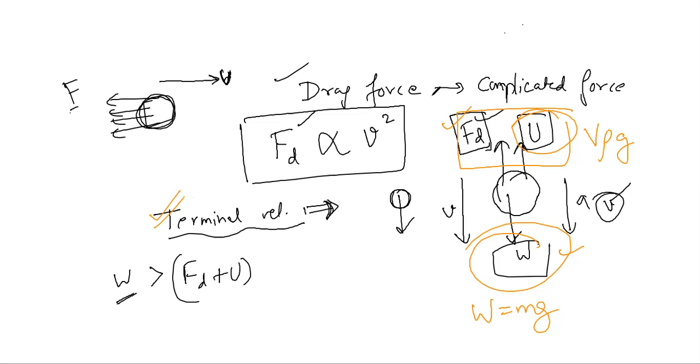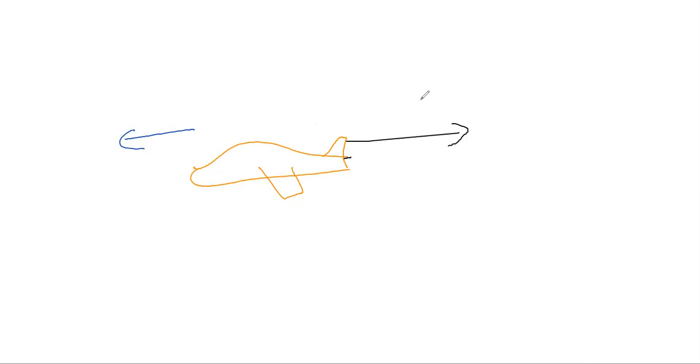But what will happen if the object is moving in a horizontal direction? For example, there is one aeroplane. Let's say there is a plane. Can you tell me what forces are acting on it? Just tell me, is the drag force upward or downward or left or right? Which direction? Right. This is the drag force.